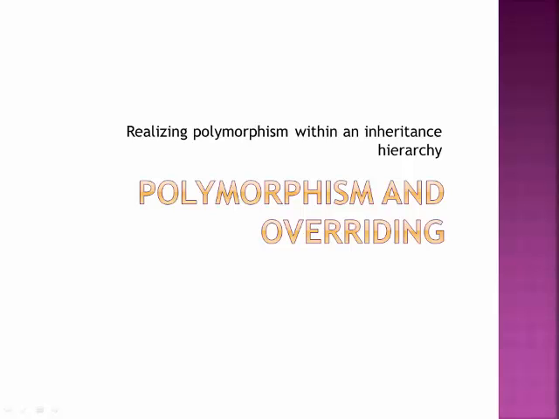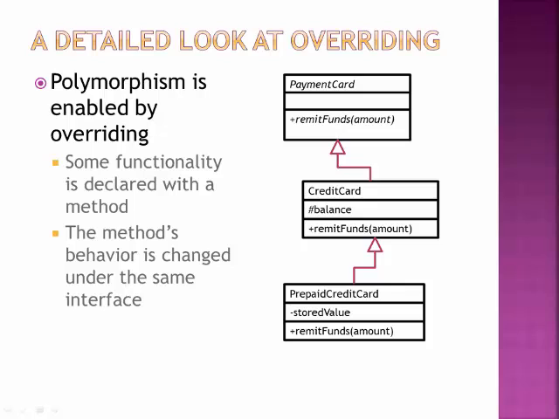So now that we have an idea what polymorphism is, let's look at how we realize that within our coding structure. The key to it is a concept called overriding. This, again, is something we saw before. We've actually done this within our toString methods, but let's look at it in a little bit different context.